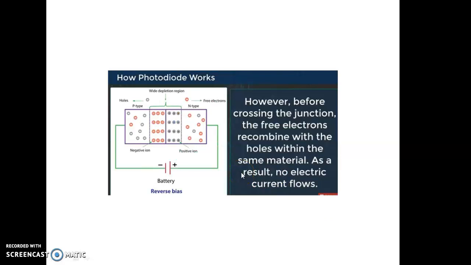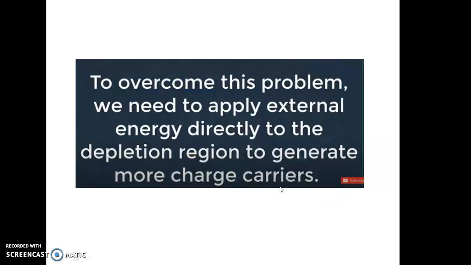However, before crossing the junction, what happens? The free electrons recombine with the holes within the same material, right? So majority and minority carriers recombine. As a result, no electric current flows. To overcome this problem, we need to apply external energy directly to the depletion region to generate more charge carriers. So what's the energy? Light is the energy.